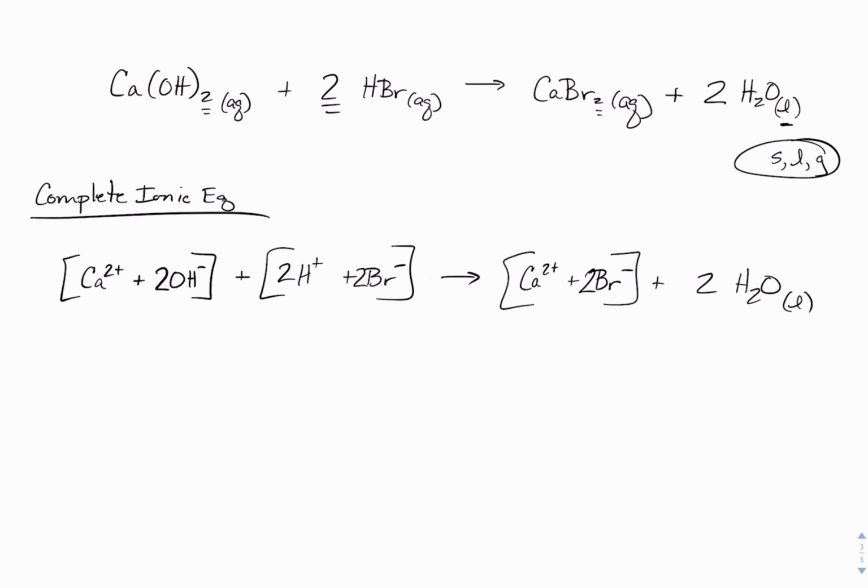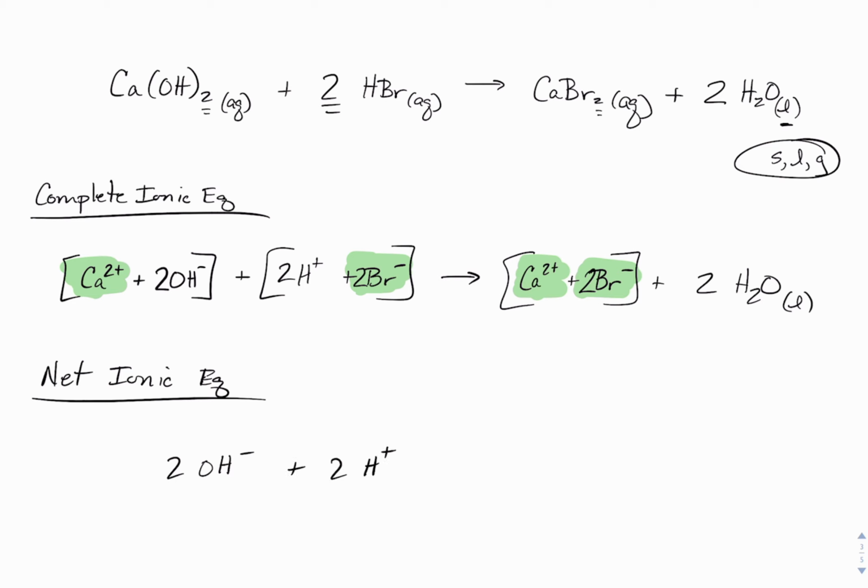So we'll go through here and determine what our spectator ions happen to be. And it looks like I've got at least Br minuses, 2 of those. And it also looks like I have calcium 2 plus and nothing else there. So I'm just going to write what I have left over to form my net ionic equation, and my net ionic will be 2 OH minus, or 2 hydroxides, plus 2 protons, which are H pluses, to yield 2 H2O. And so that's your driving force of this reaction, is to produce liquid water. All right, so let's try another one.